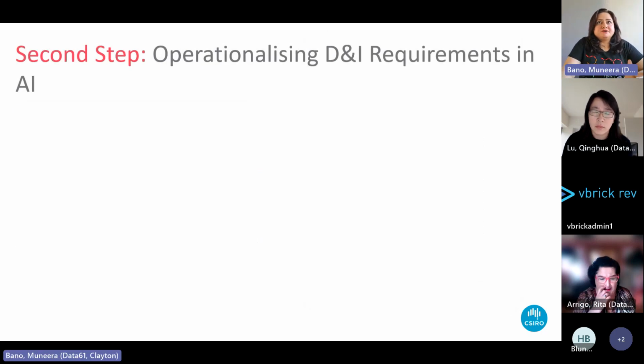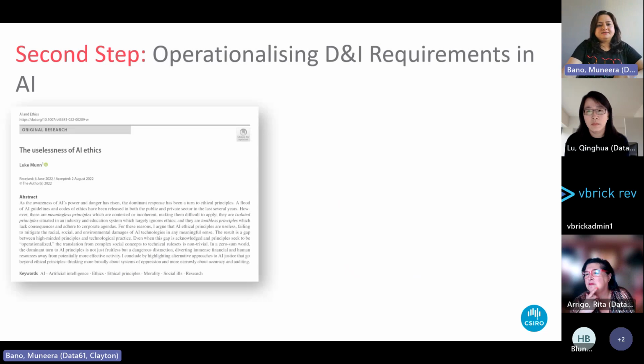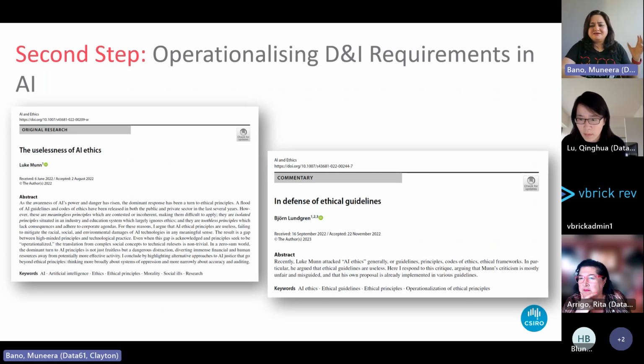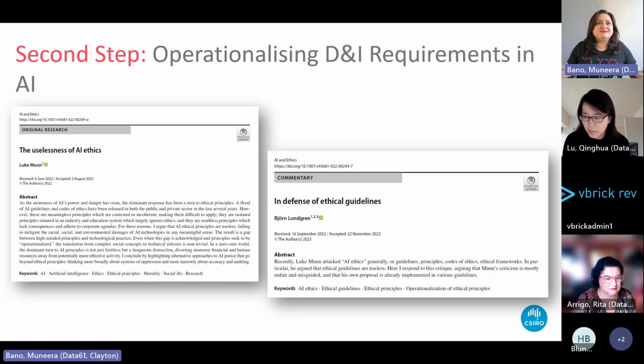So the second step is operationalizing the D&I requirements in AI. There is a lot of debate going on among researchers about whether the ethical principles presented by researchers, governments, and non-government organizations are useful. There are heaps of frameworks and ethical principles out there, but some researchers say that when it comes to the actual implementation of AI design and development, they are pretty much useless. They don't go into the details of how to actually do it.